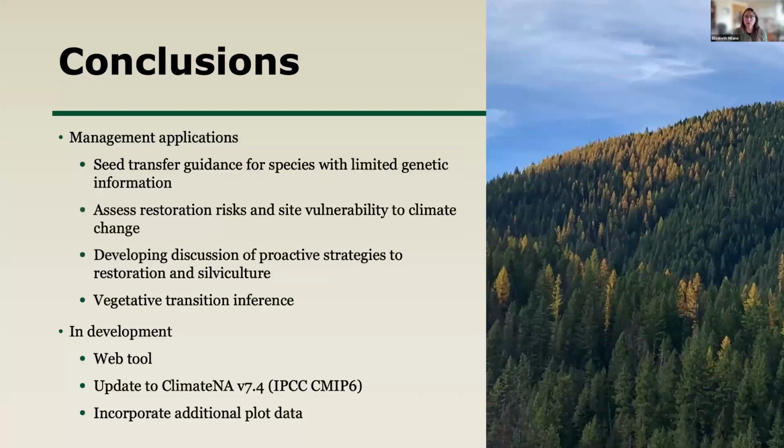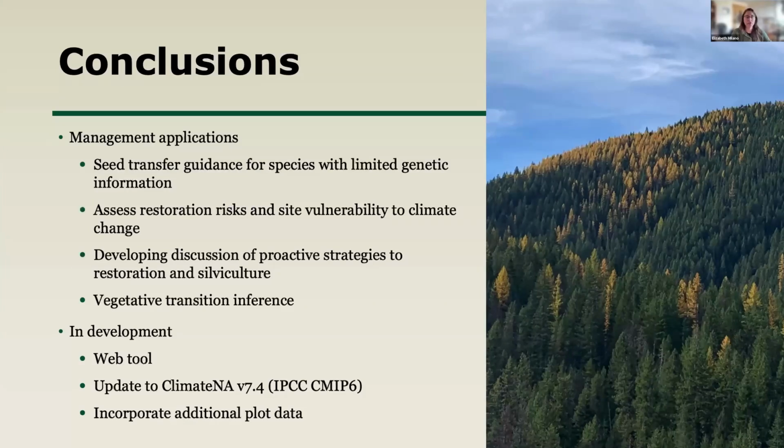So lastly, to conclude, our approach identifies mid-century climate analogs from existing plant inventory and biome data. Uses can include seed transfer guidance, especially for species with limited genetic knowledge. It can help assess restoration risks and site vulnerability to climate change, as well as be useful in developing discussions about proactive strategies and thinking about vegetation transitions.